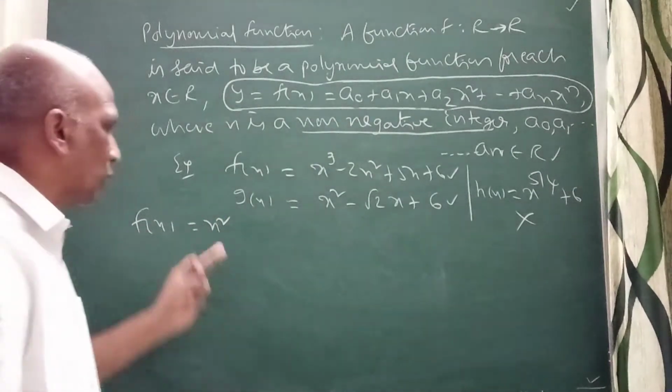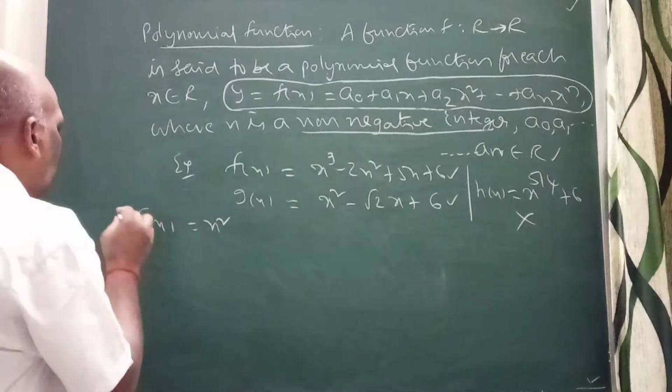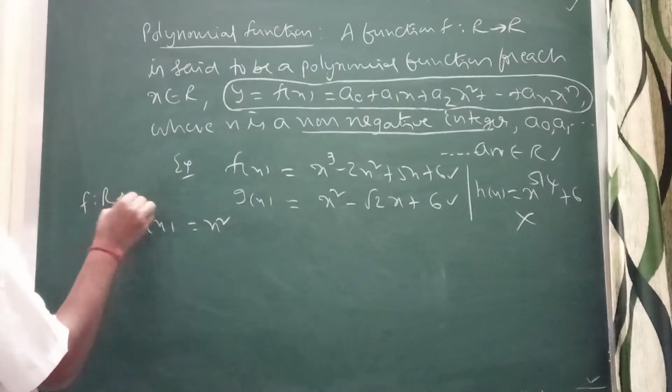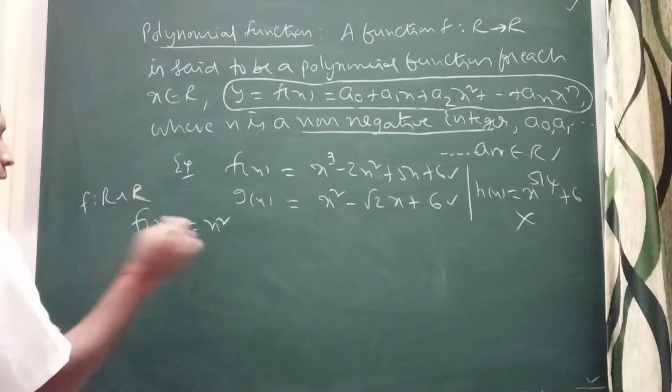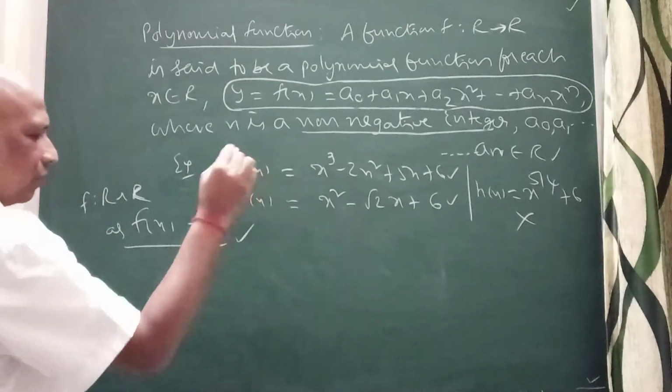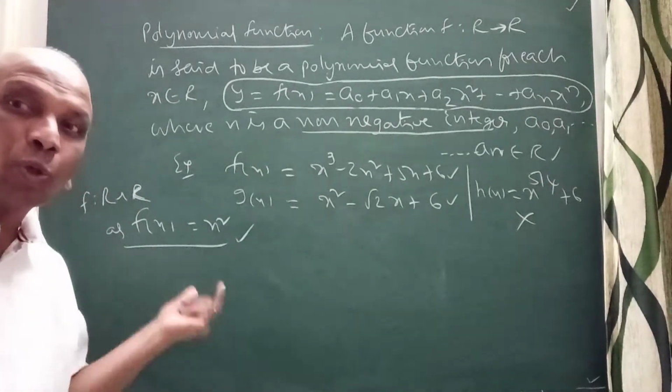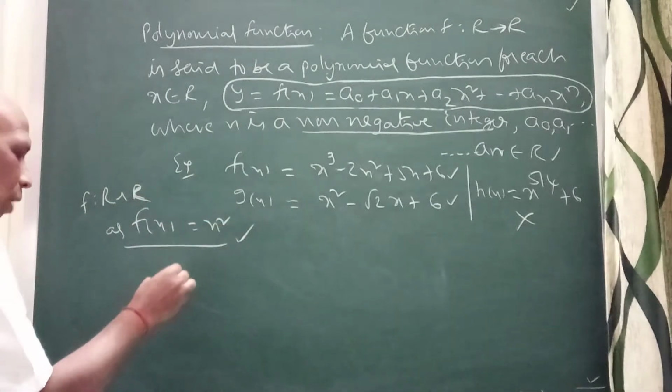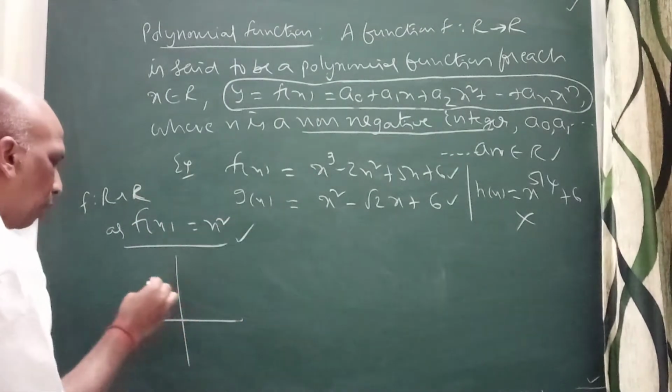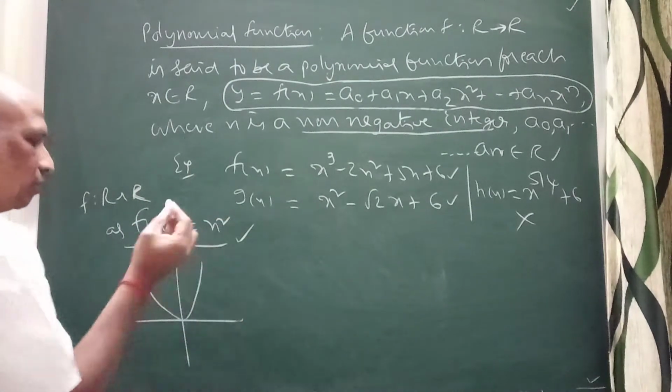For example, f of x is equal to x square, they are defined like this. So f from R to R, defined by f of x is equal to x square. If they defined, what about domain and range of this? So if we think about the graph of this, it's a parabola. It will come like this.